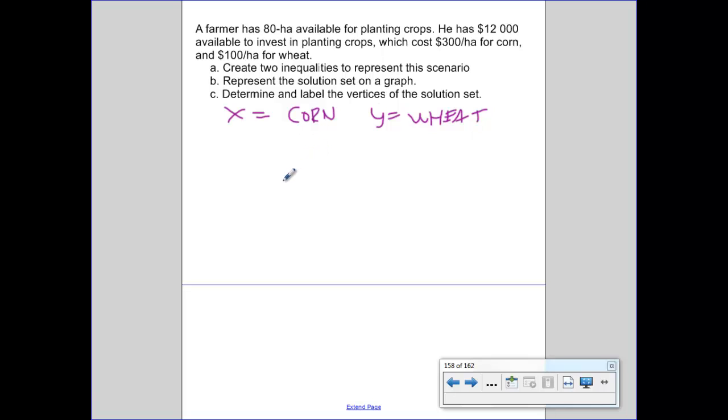Okay, let's try to write some inequalities. You actually have 2 inequalities in this example. Here's one of your inequalities. However much corn you plant, plus however much wheat you plant, your field has a limit. Your field is only 80 big.